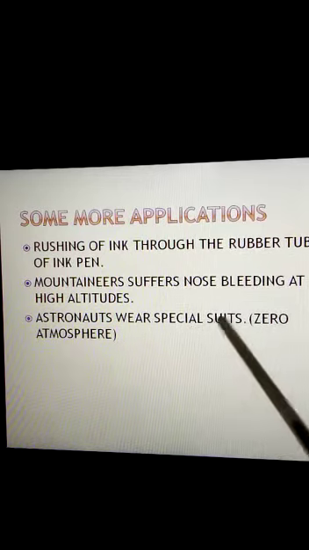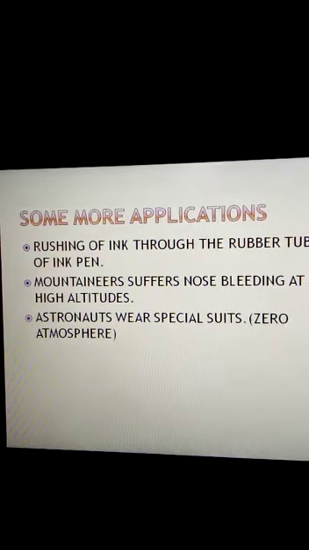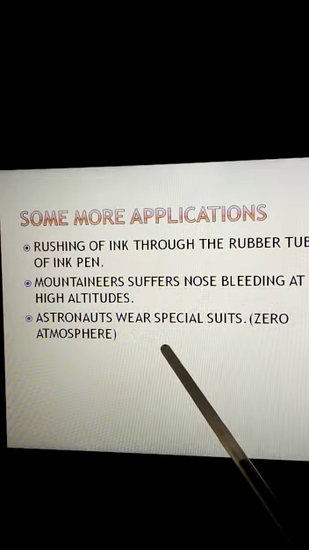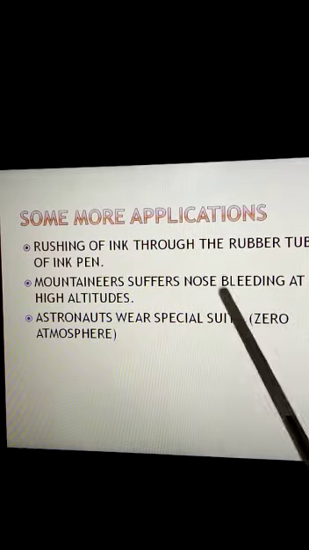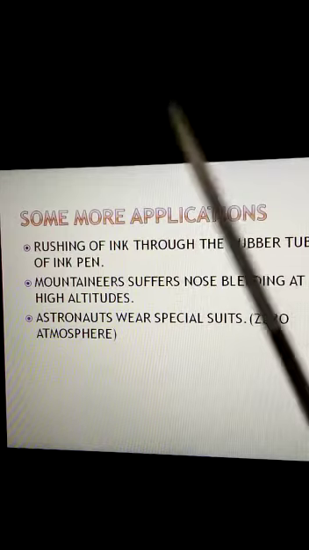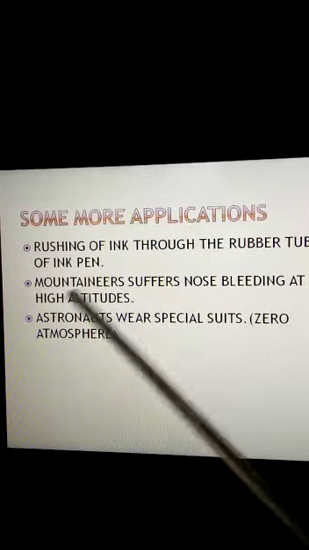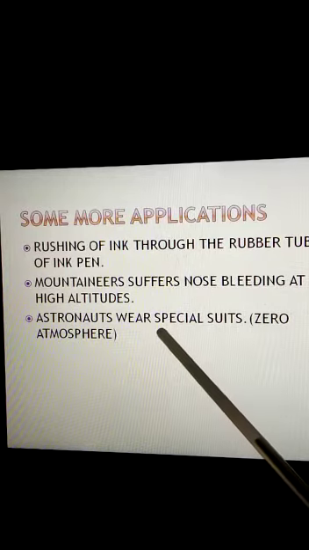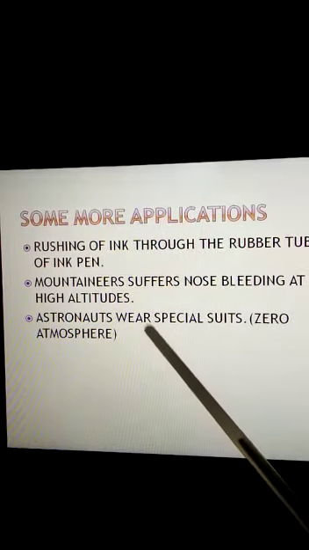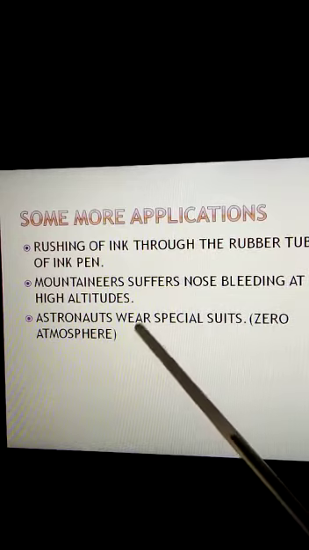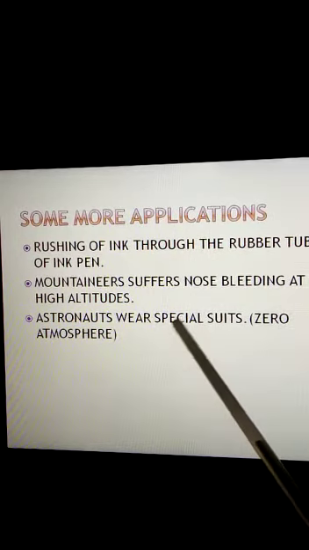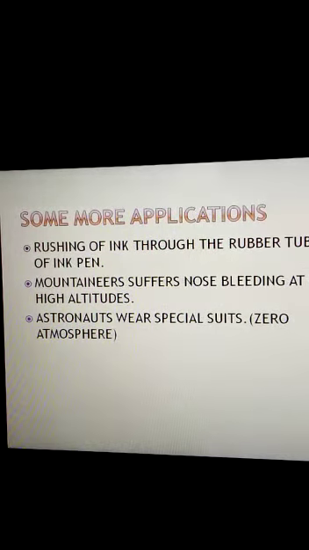Astronauts wear special suits. In space, there is almost zero atmosphere. So to withstand the outside pressure and maintain the balance between the outside air pressure and the inside blood pressure, astronauts wear special suits.